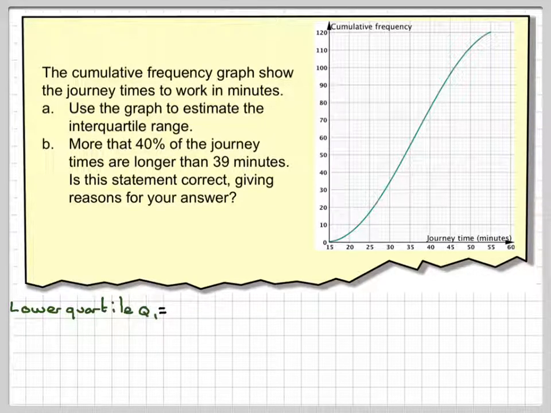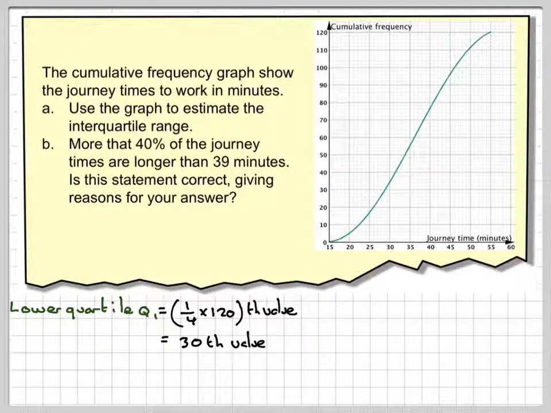So the lower quartile is going to be 1/4 times 120, so that's going to be the 30th value. So when we find the 30th value here, we just draw on our graph and read off our answer. We're going to get an answer of 29.